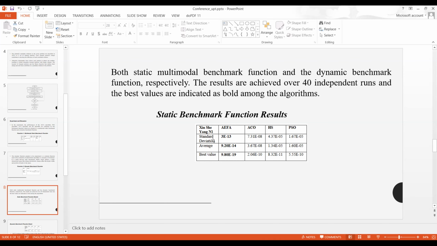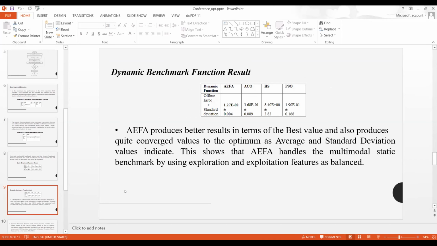And to obtain this result, we had 40 independent runs to obtain the result you see right in front of you. And AFA is also able to get the best average value. And also overall, AFA is able to produce the best result. And also for the dynamic function, we also had 40 runs, which illustrate the offline error and the standard deviation. And again, AFA is able to achieve the best result for the offline error and the standard deviation.